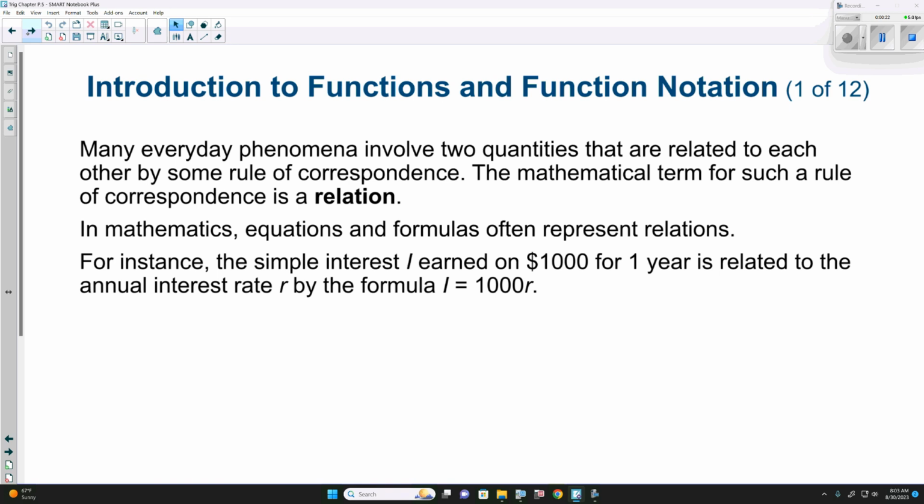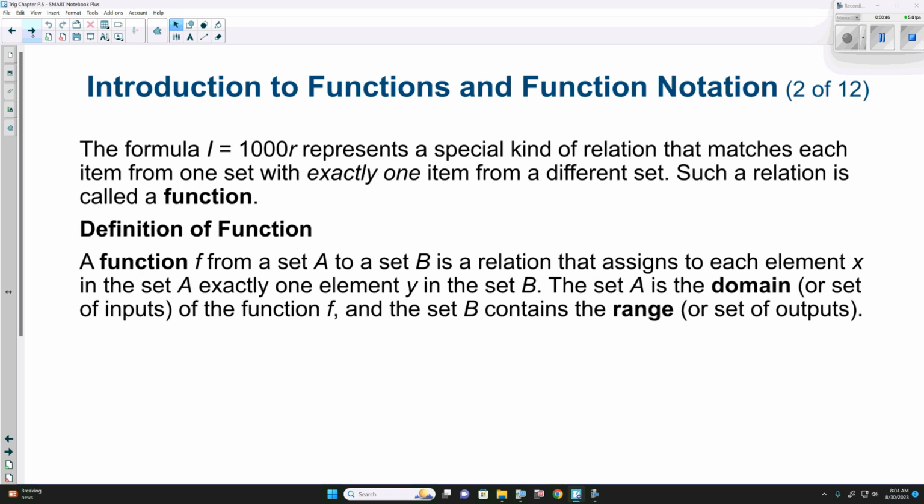For instance, we have this here, where I earned on $1,000 for 1 year is related to the annual interest rate R by the formula I equals 1,000R. So we can create equations to model things that we expect are represented in a real world situation. And we define a function f from a set A to a set B as a relation that assigns each element x in A to exactly one element y in B. The set A is the domain of the function f, and set B is the range of the function.